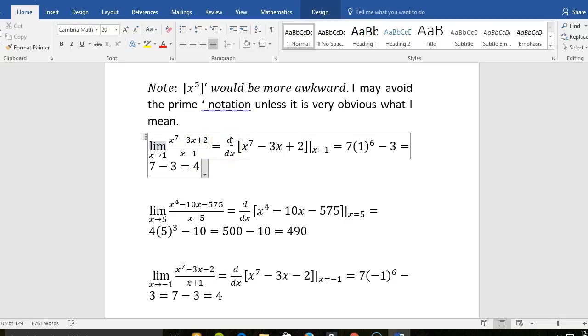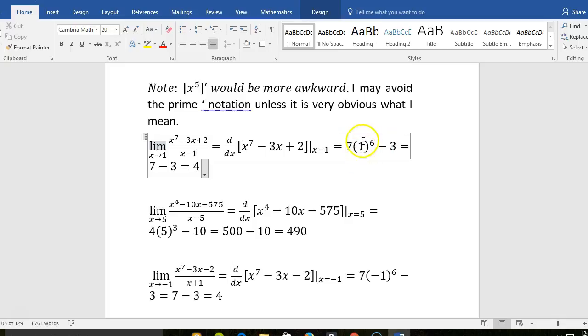Notice what we're doing. We're doing d by dx. This is just the derivative of this numerator evaluated at x equals 1. So we do the derivative, and we would get 7x to the 6 minus 3. But we throw in 1 for x, so we have 7x to the 6, but x is 1. You do need these parentheses here just for good manners. So that's 7x to the 6 minus 3, where I throw 1 in for x.